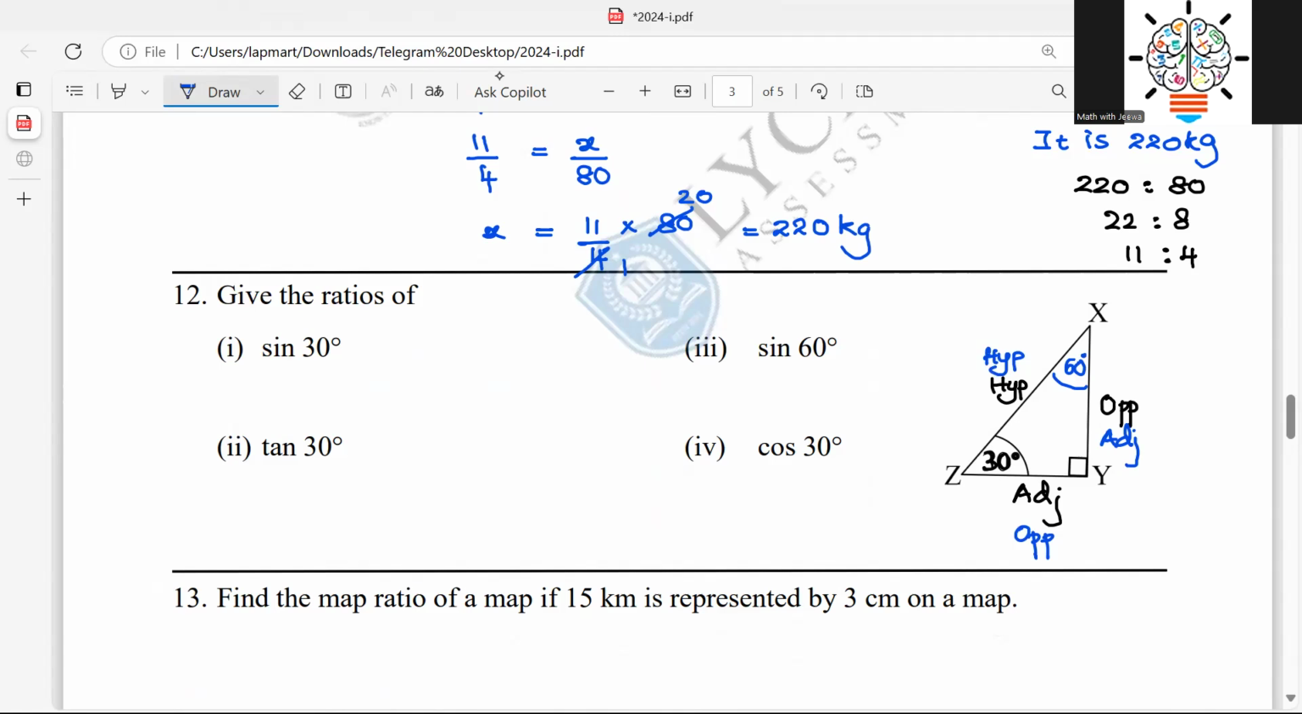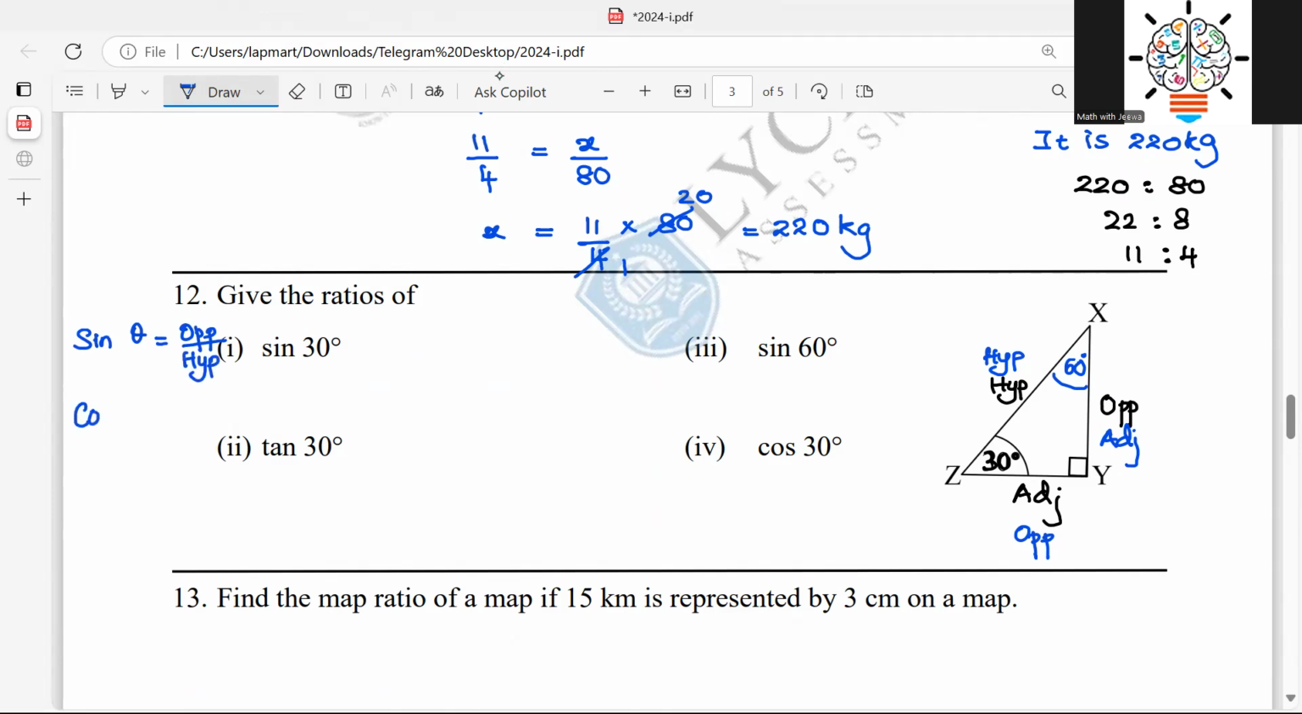So if you are talking about the 30 degree angle, your opposite side will be XY. But by any chance, if you are talking about the 60 degree angle, your opposite side will be ZY, right? Based on that, it will be changed. And the other thing, quickly I will write something like this. Sine theta. What is the equation? Opposite over hypotenuse.